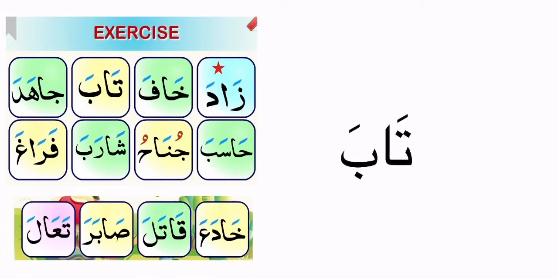Taba. Don't pronounce it as Taba, but Taba. Taba, 70 times. Every box should be repeated 70 times, so it becomes fluent.